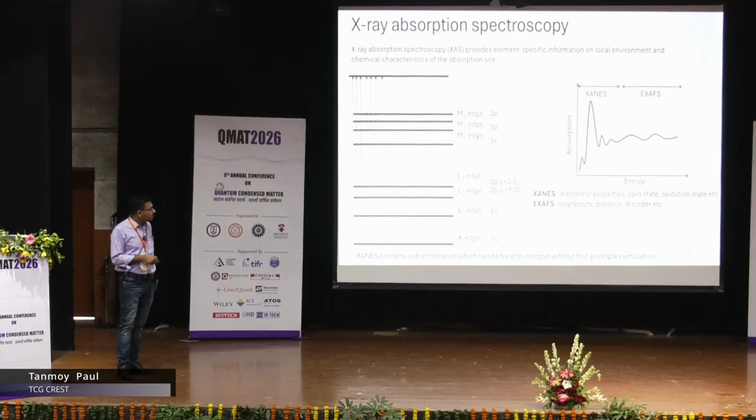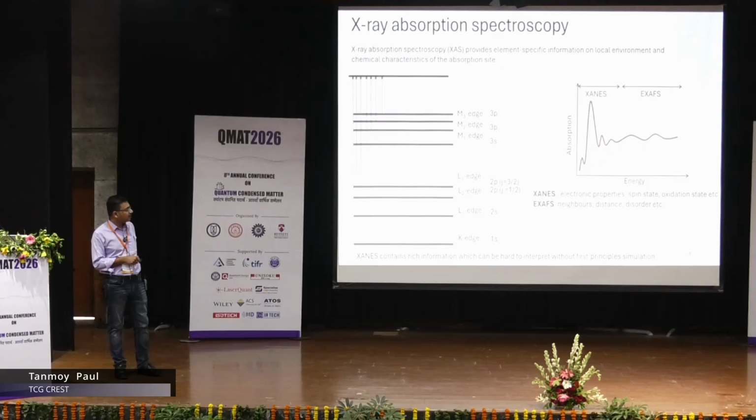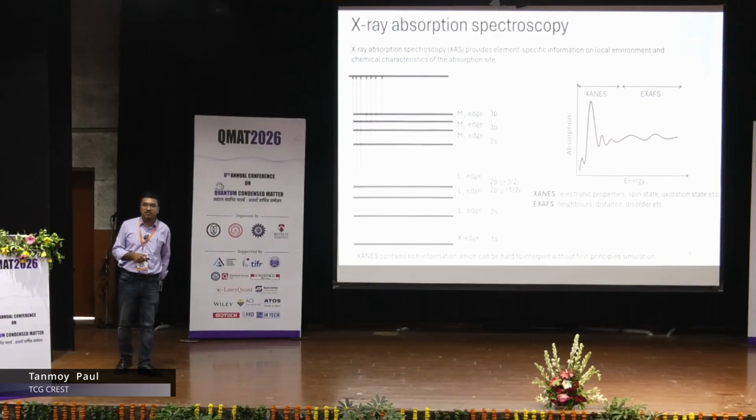So this is typically the absorption spectra, and mostly it is comprised of the XANES part, that means the edge part, that is K, L1, L2 and so on, and then we have the X-ray absorption fine structure, that is the extended part. XANES gives us information about the electronic property, spin state and oxidation state. Especially for battery materials the oxidation state is very important, and that has been routinely used for experimental data, but there is not such strong computational information that we can really make a hand-to-hand correspondence with the experiment.